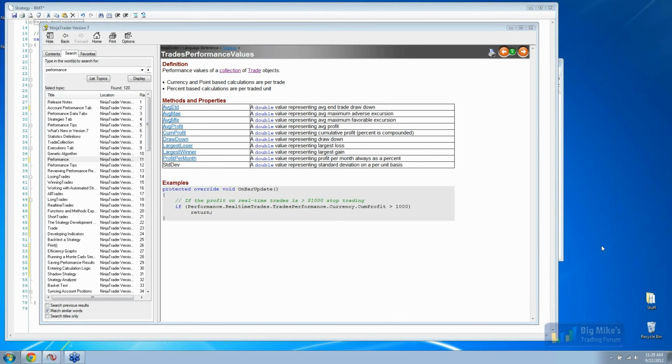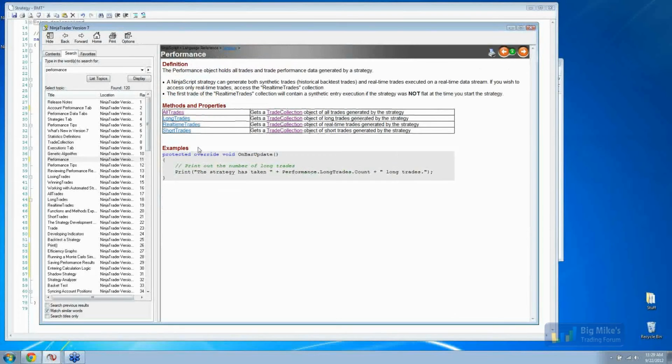Mr. Yu had a question: have you mentioned the difference between historical backtesting collections and live? Mr. Yu, the difference you're referring to is over here on this page. In your performance, you're able to get different trade collections. If you only want your real-time, or live, trades, use the real-time trades collection. If you want all of your trades, historical and real-time, use your all trades collection over here. That's how you can differentiate between the two. Okay, I'm going to hold on questions here so we can get back to showing you guys how to use these 3 objects I was just talking about.